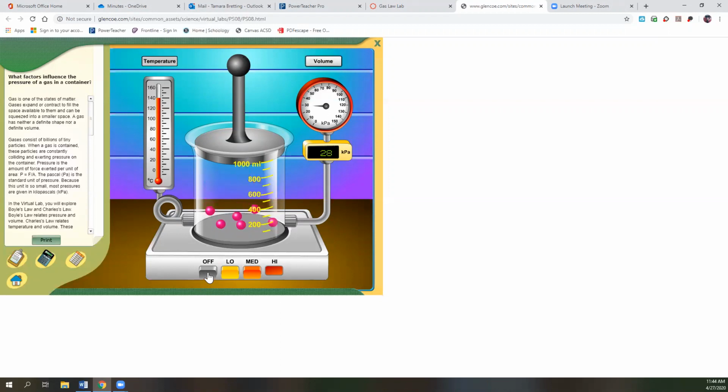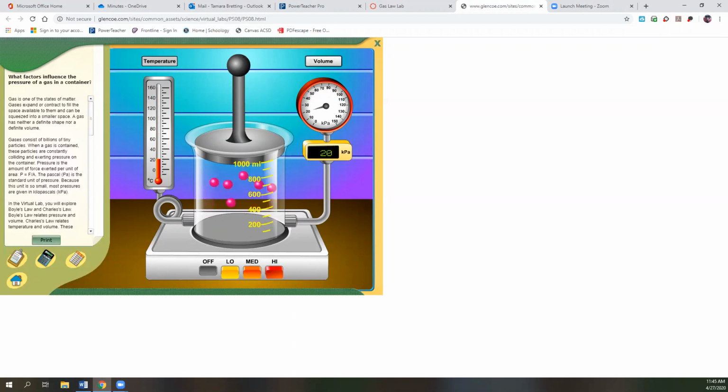Now make sure, if you weren't paying attention the first time, to go back and write the temperatures. I don't want you to write off, low, medium, high. You need to have temperatures so that you can graph that properly. I'm changing the temperature, so that's my x-axis, and then we're measuring the pressure, that's the y-axis.